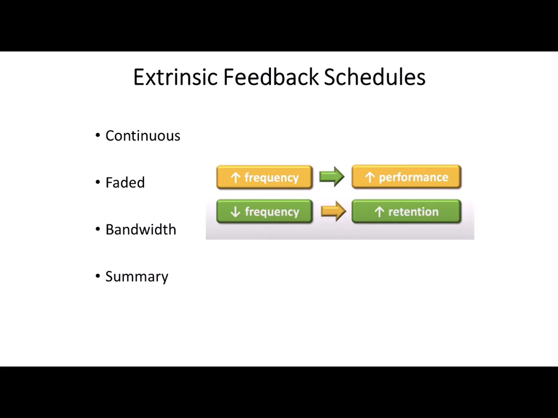And then finally, there's summary feedback. This is feedback only given after a group of trials. So for example, the patient is asked to walk across the room 4 or 5 times, and after that group, the therapist might then give feedback on their walking. In general, you should know that a higher frequency of feedback leads to better performance in the moment. However, as the individual progresses to the associative and autonomous stages of learning, then you should decrease the frequency of the feedback to promote long-term retention of the motor skill.